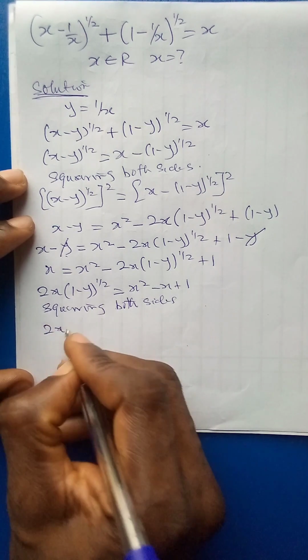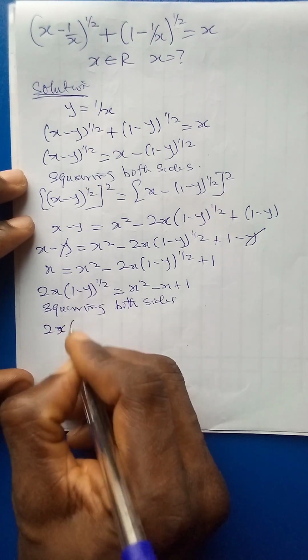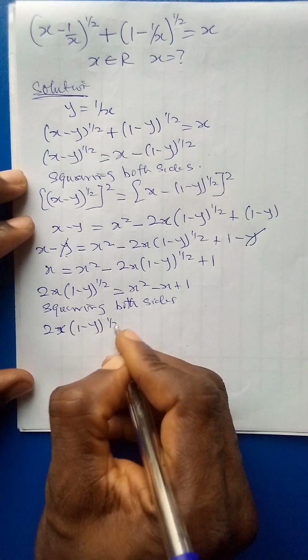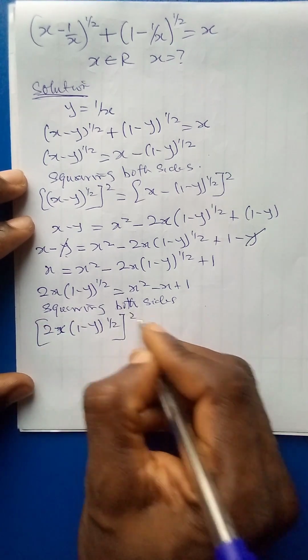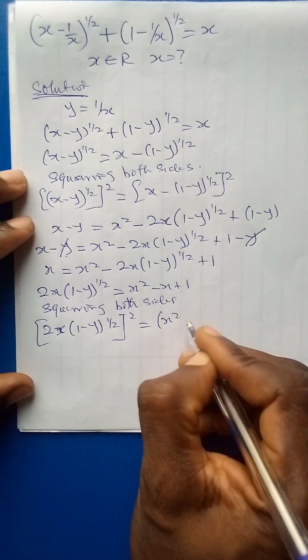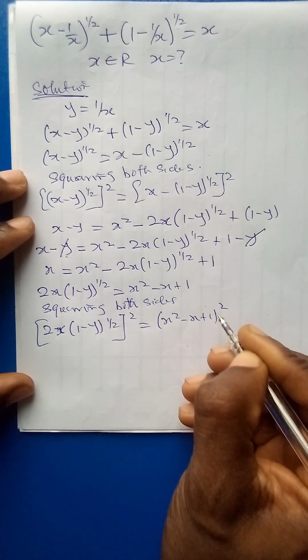So let us square both sides. So we have (2x (1 minus y) to power 1 over 2) all raised to power 2 is equal to (x squared minus x plus 1) all raised to power 2.